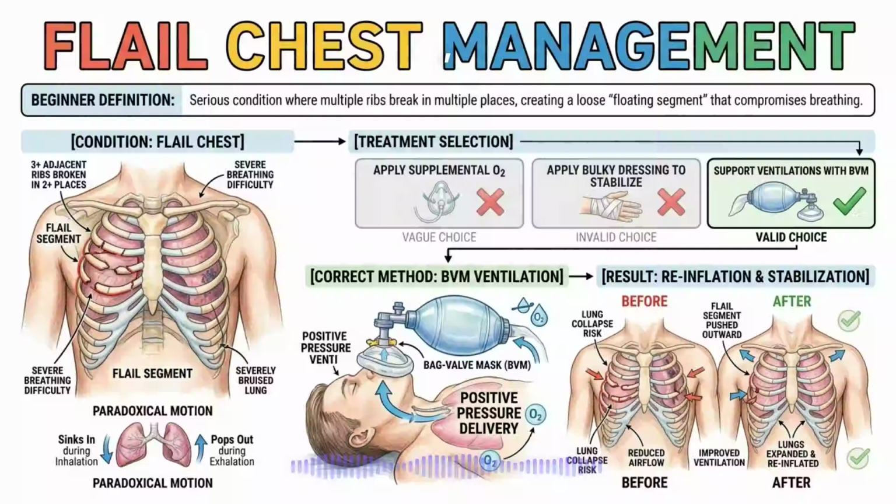Chest trauma can drastically compromise breathing, especially in the case of a flail chest, which occurs when 3 or more adjacent ribs are broken in 2 or more places. This creates a floating segment of the rib cage that moves in the exact opposite direction of the rest of the chest during breathing, a dangerous condition known as paradoxical motion. This prevents the patient from pulling in a normal breath and severely bruises the underlying lung tissue.